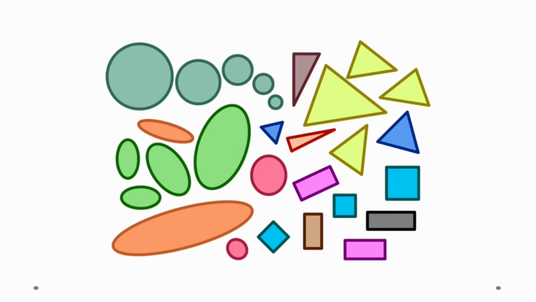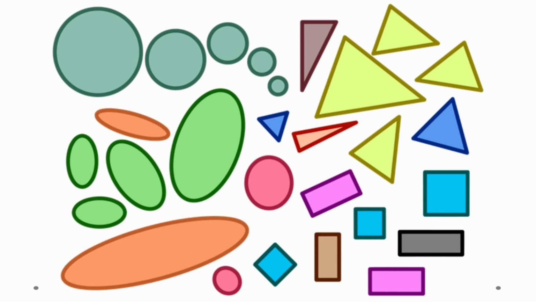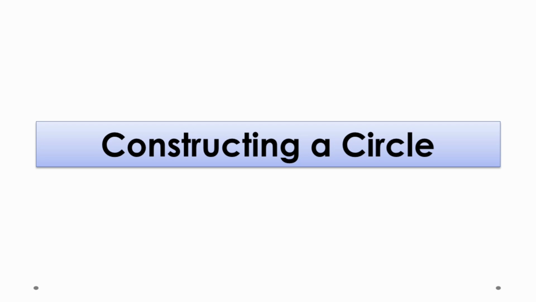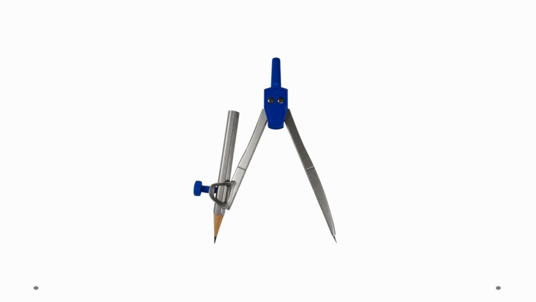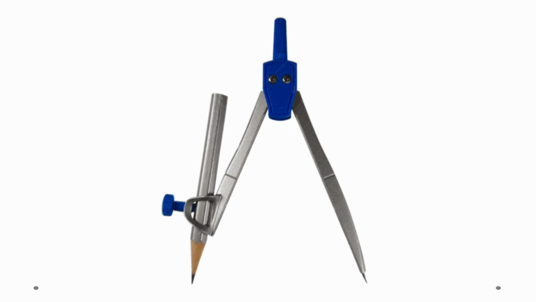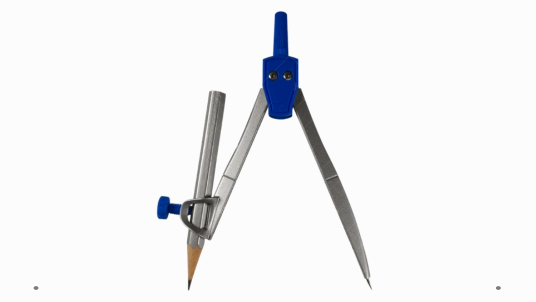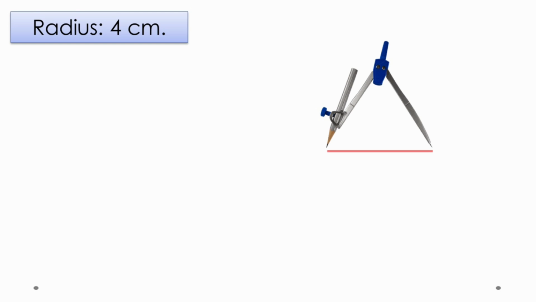It is time to learn how to make basic geometrical shapes using some tools. Let's begin with constructing a circle using a compass. To make a circle, a certain radius will be given. Let us take that radius to be 4 centimeters. To make a circle with the radius 4 centimeter, we need to open our compass for 4 centimeter.